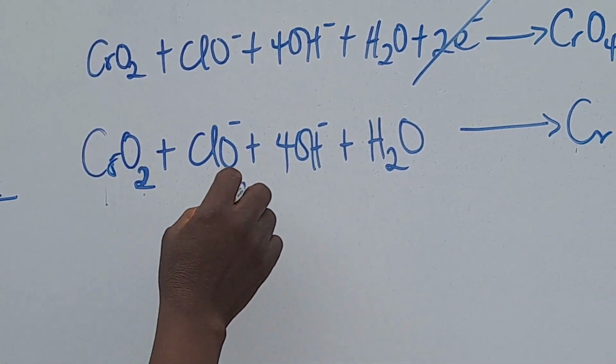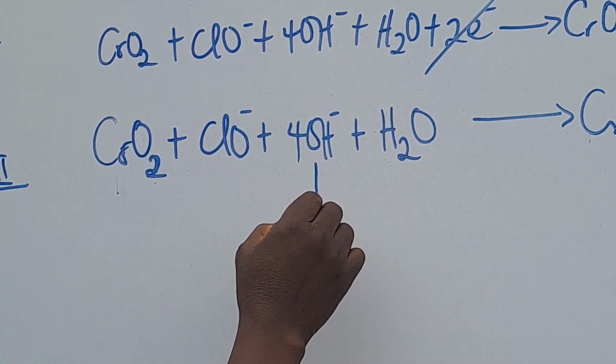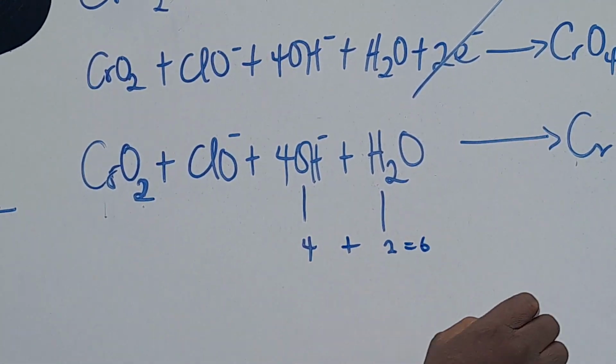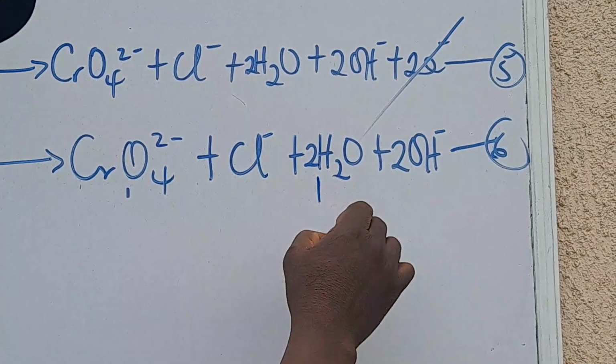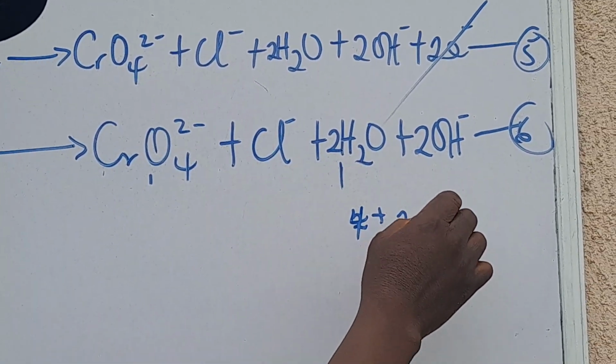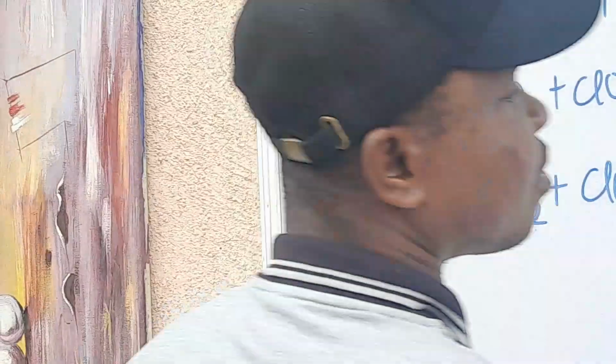Now, let me check my hydrogen quickly. Hydrogen is 4. Hydrogen is 2. That's 6. Hydrogen is 2. Hydrogen is 2. Hydrogen is 4, rather. And 2, that's 6. Correct. Hydrogen is also correct.